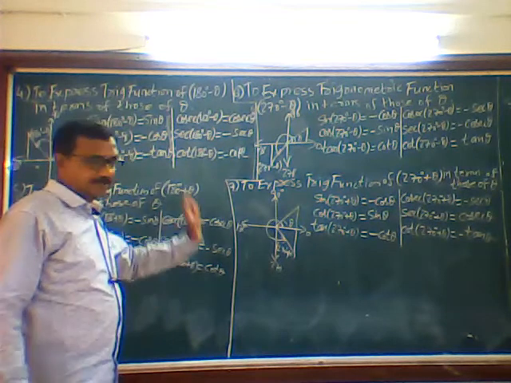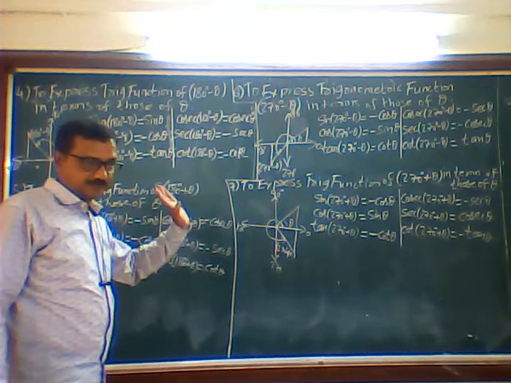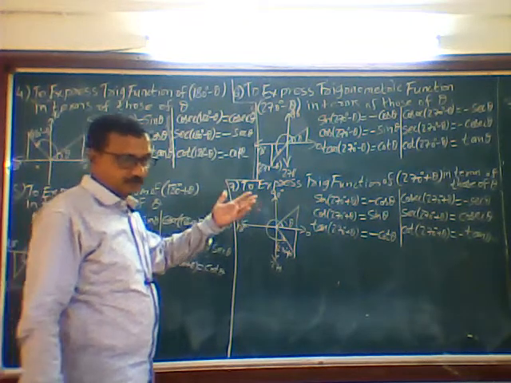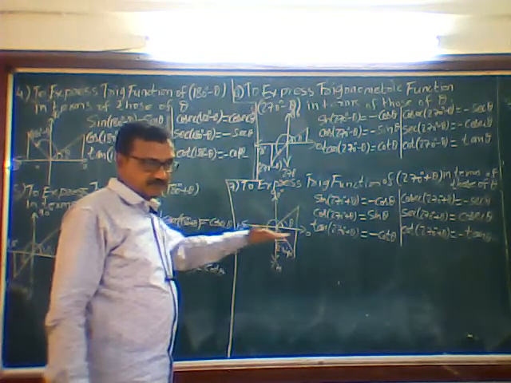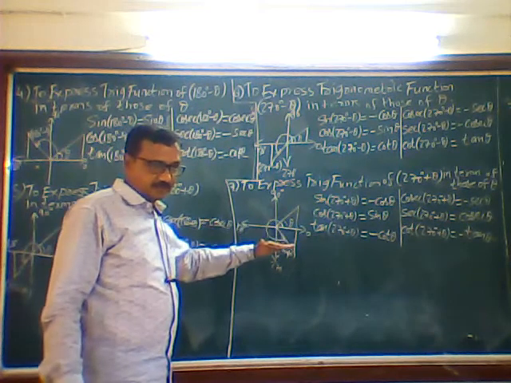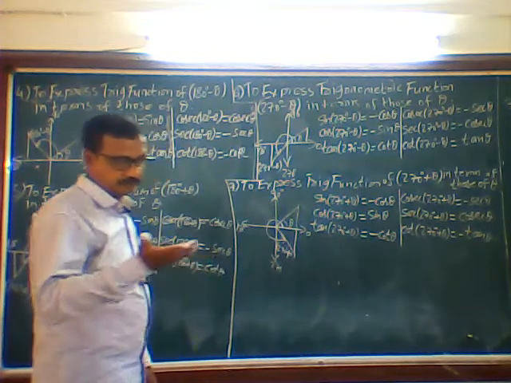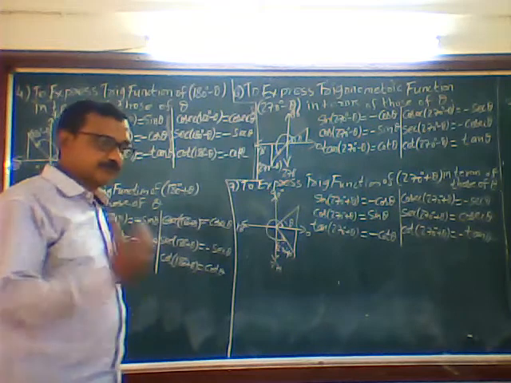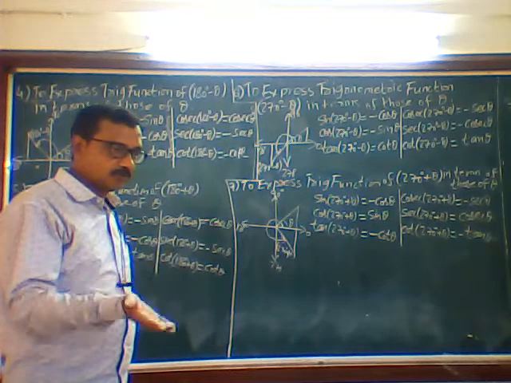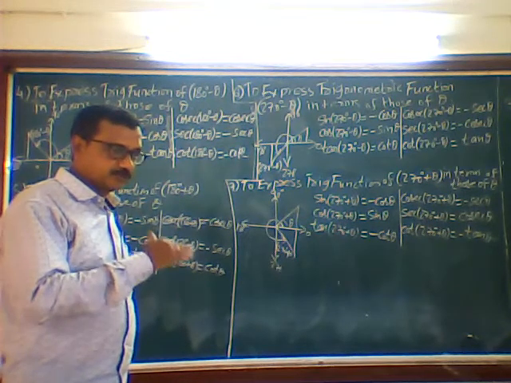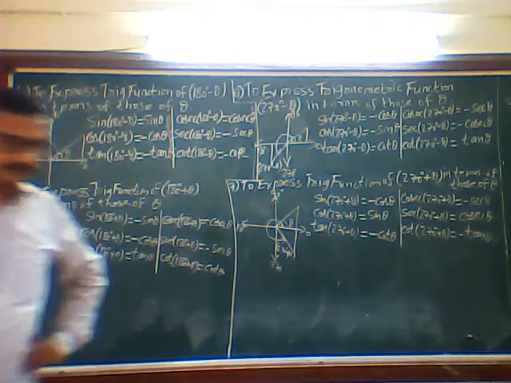First point is draw the diagram. You locate in which quadrant it lies according to the plus or minus of whatever trigonometric ratio is there. After that you have to ask yourself whether the angle is lying on the y-axis or x-axis. If it is lying on the x-axis, the trigonometric ratio remains the same. If it is lying on the y-axis, the ratio becomes the co-ratio. Sine's co-ratio is cos, cos's co-ratio is sine, tan's co-ratio is cot, cot's co-ratio is tan, cosec's co-ratio is sec, sec's co-ratio is cosec. Got it?